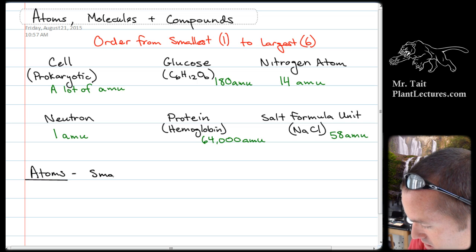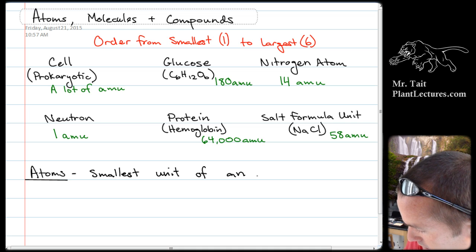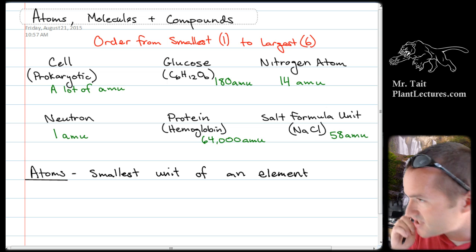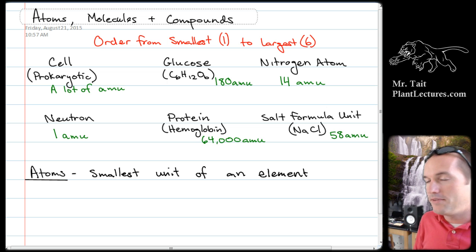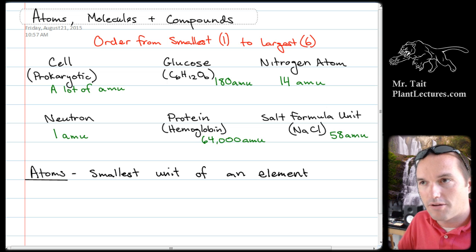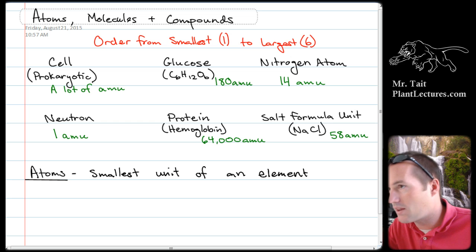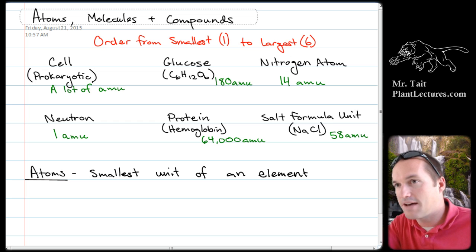The smallest unit of an element. And if you step back and think about what that means, it means, okay, if I want to say that I have an atom of nitrogen, right? If I want to say the smallest part, the smallest little thing of nitrogen that I could have, it would be an atom of nitrogen, and that atom of nitrogen would have 7 protons and 7 neutrons and 7 electrons.